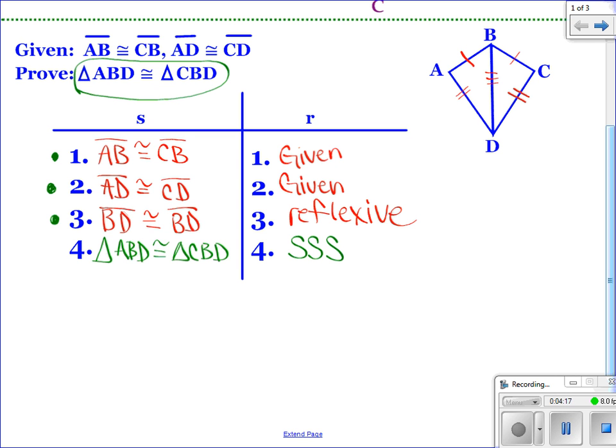A lot easier than the other proofs you've seen, right? This is what most of them are going to be looking like. Okay, we need 3 pieces of information to prove that triangles are congruent. We've only learned one of these shortcuts, but all of them require 3 pieces. Ready for the next one?